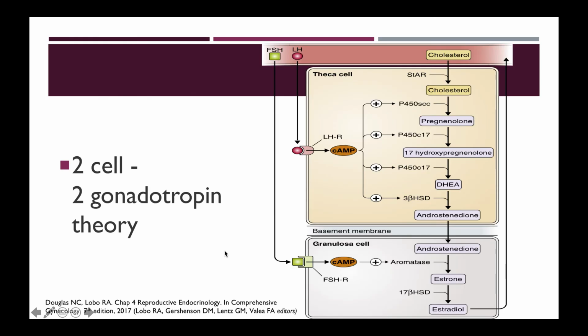Now, at this point, let me introduce to you the concept of the two-cell two-gonadotropin theory. So, this two-cell two-gonadotropin theory is called as such because we have two cells here, the theca cell and the granulosa cell, and two gonadotropins, which are the FSH and LH. So, this theory basically tells us about the ovarian production of androgen and estradiol from, of course, the raw material, which is cholesterol.